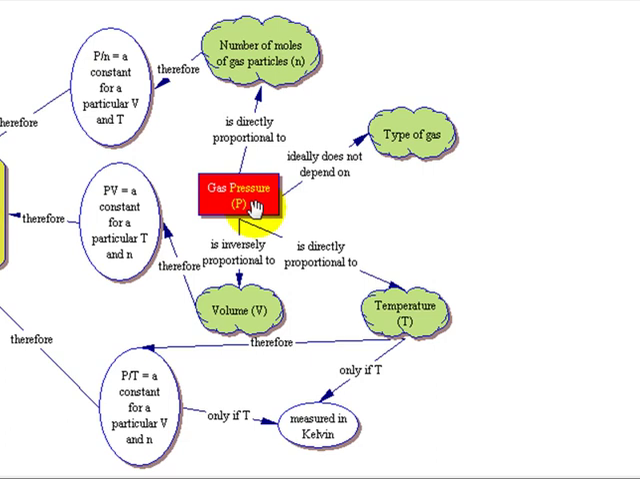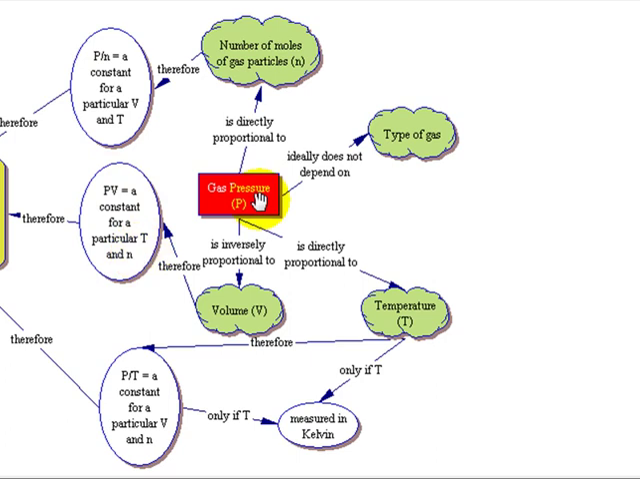So a consequence of gas pressure being directly proportional to number of moles of gas particles is that pressure divided by number of particles gives a constant for a certain volume and temperature. A consequence of pressure being inversely proportional to volume means that pressure times volume gives you a constant for a particular temperature and number of particles.